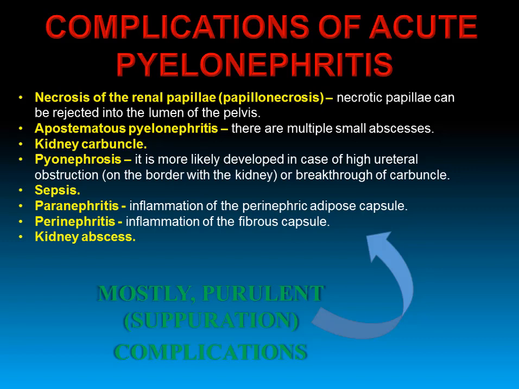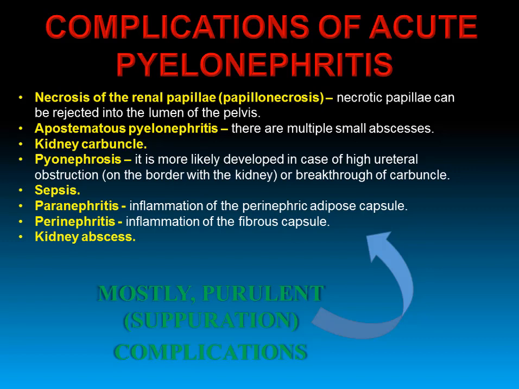Apostematous pyelonephritis is multiple small abscesses in the kidney. Kidney carbuncle is total purulent lysis of kidney substance. So the kidney will be seen like a sac filled with pus, but the pelvic calyceal system and fibrous capsule are preserved.